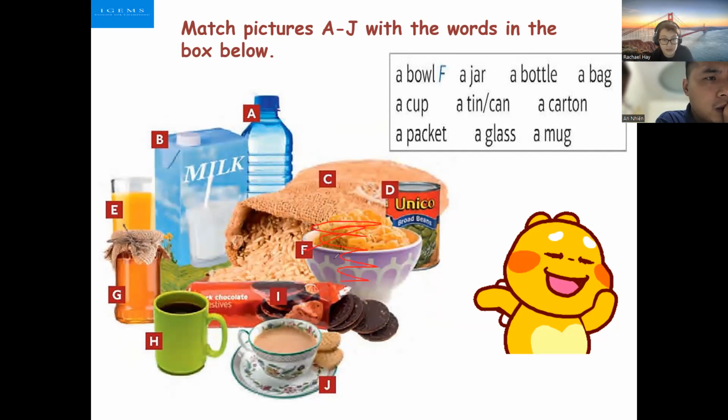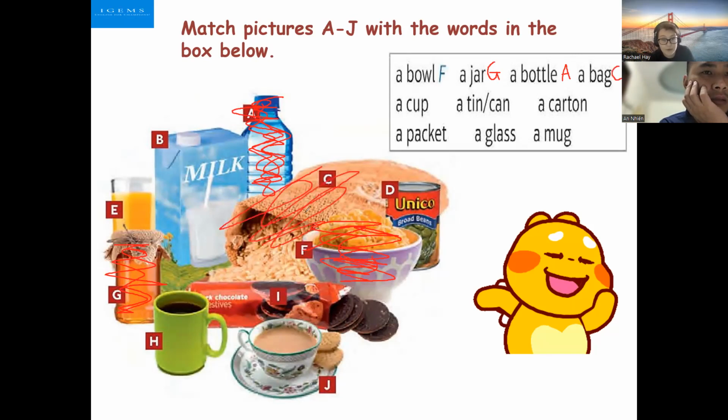Yeah. Okay, they showed us F, so I'm just going to scribble on G. G, yes. Okay, a bottle, A. A bag, C. A cup, Z. Good. A tin or a can, D. A carton, B.